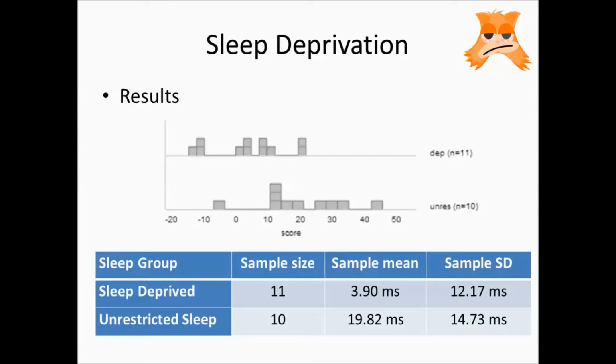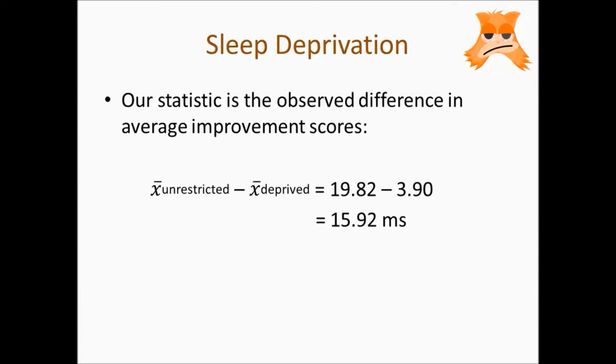Here are the results. The sleep-deprived group's improvement scores are on the top dot plot, and the unrestricted group scores are on the lower. We can see with these dot plots and the means below them that the unrestricted group improved much more than the sleep-deprived group. Our statistic is the observed difference in the average improvement scores, or 15.92 milliseconds.